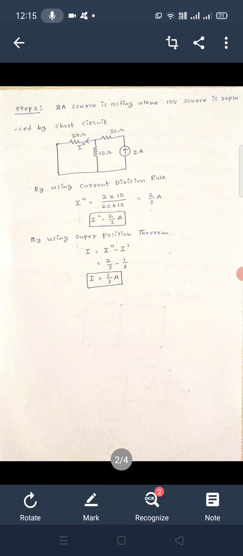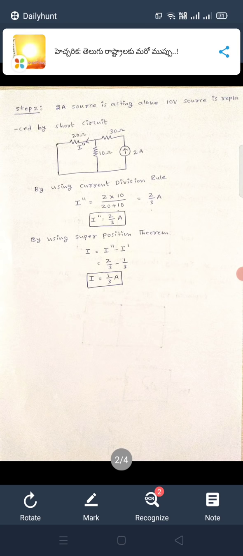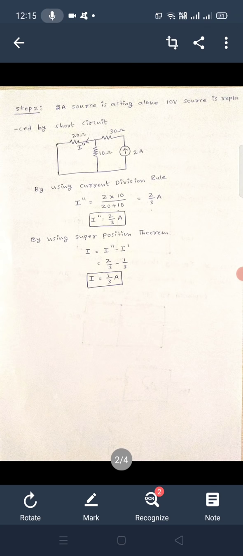Based upon the magnitude, I double dash is greater than I dash, hence the total current I is equal to I double dash minus I dash. Then the total current is 2 by 3 minus 1 by 3, so you will get a total current of 1 by 3 amperes.